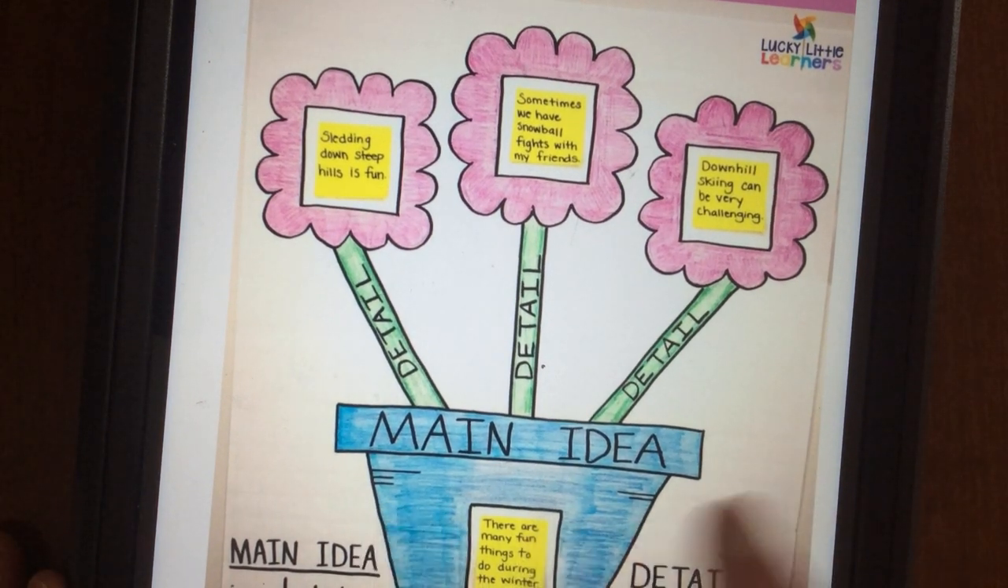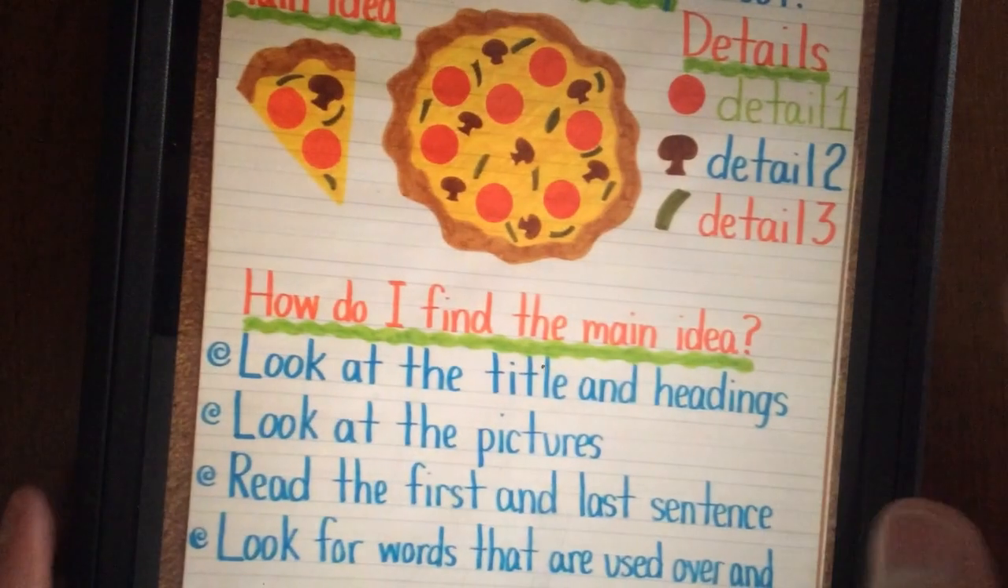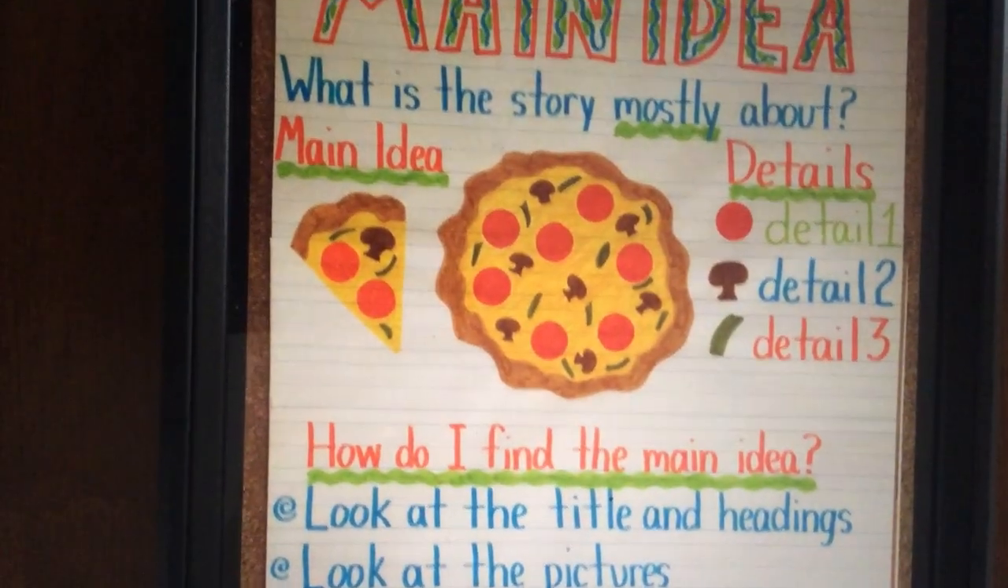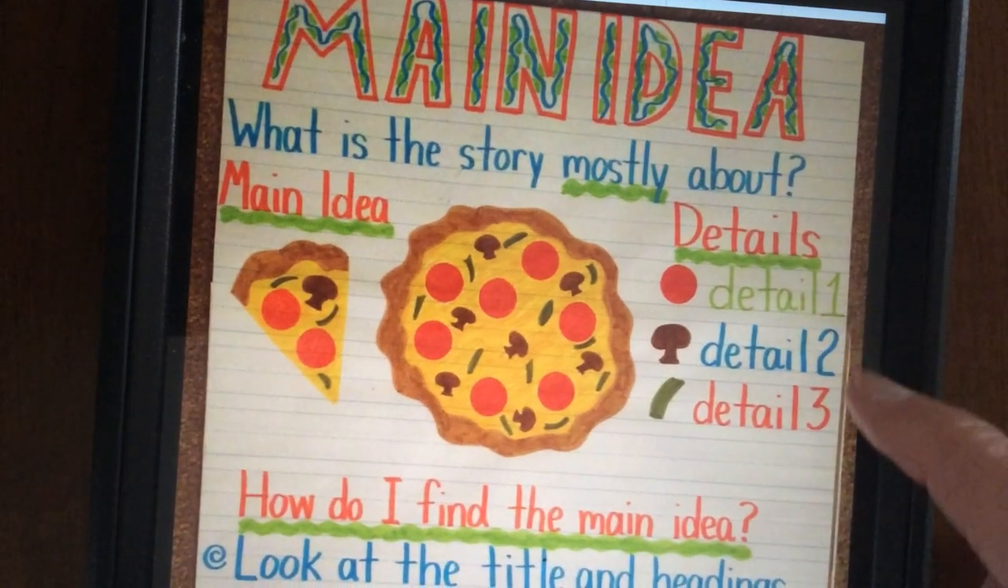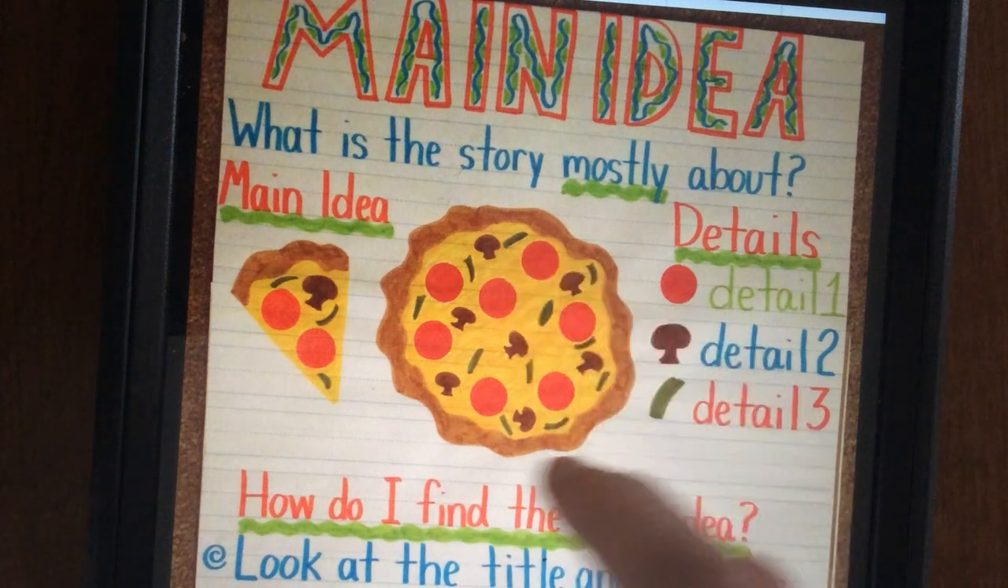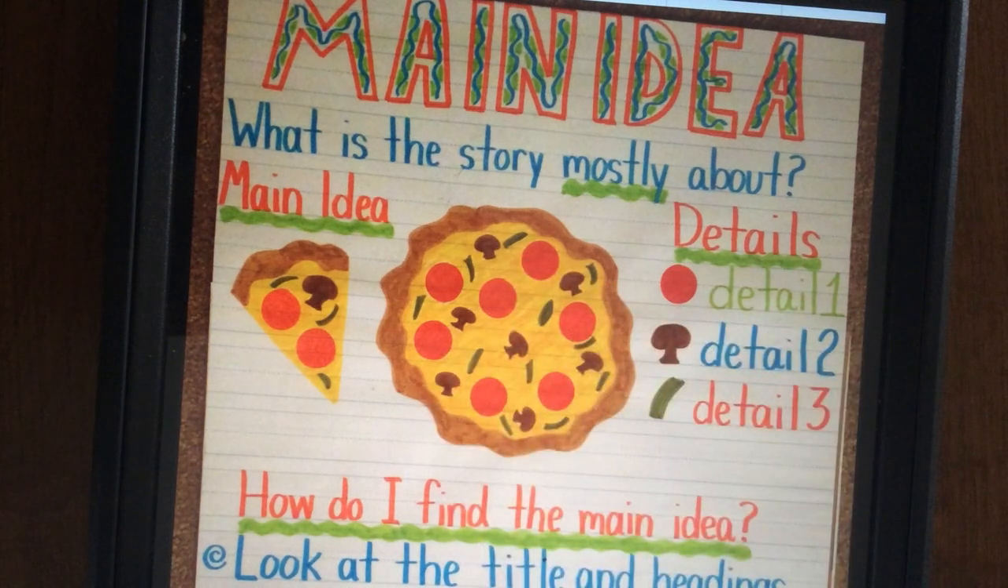Okay, and then I found another one too that you might like. And that is about a pizza. So if you think about main idea like a pizza, kind of like when we think of author's purpose, we think about a pie. So if you think about main idea as a pizza, the whole pizza is the main idea. And the little toppings on top of the pizza are the details. So here it shows you the pepperoni is the detail number 1, and the mushrooms are detail number 2, and these little green peppers are the detail number 3.